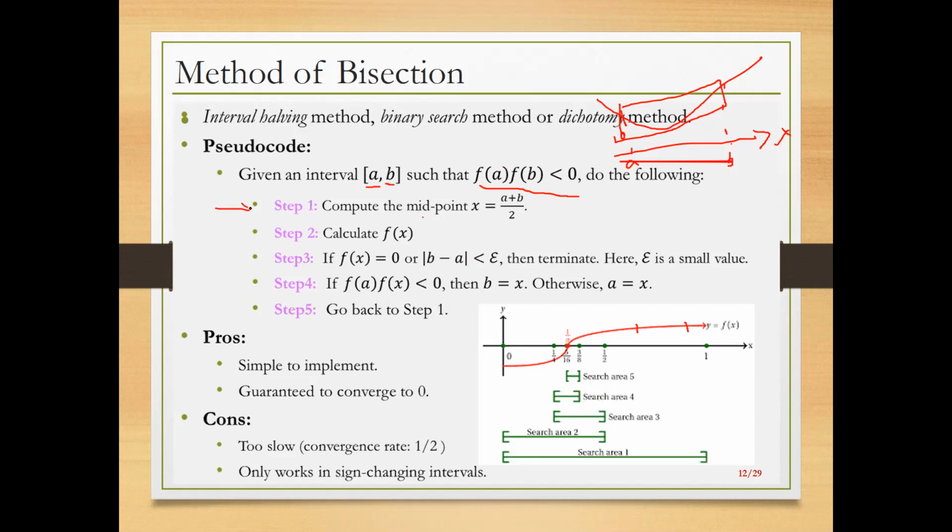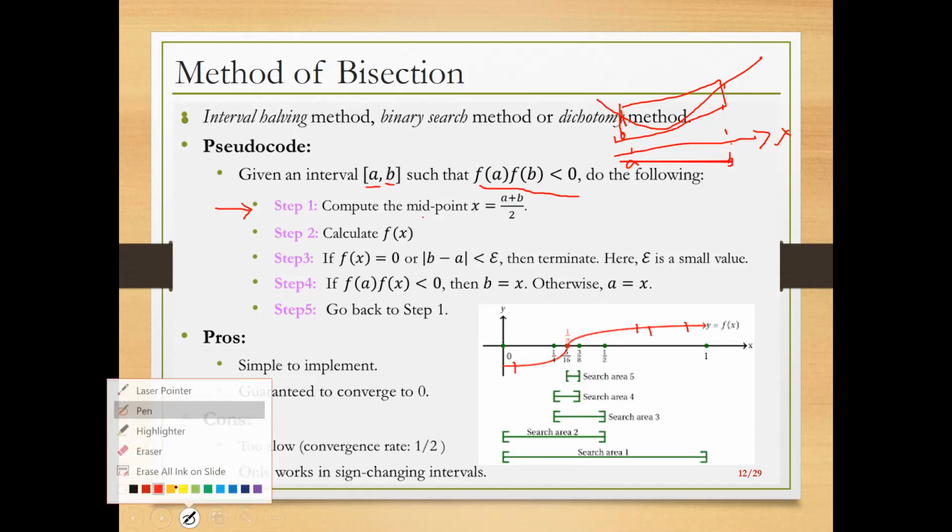So step 1 is, given A and B such that A and B have opposite signs, that is, we know they are on extreme sides of the root, you compute the midpoint. Then you take A plus B divided by 2. So you'll get some middle point over here. Okay, so for example, let's see this example over here.